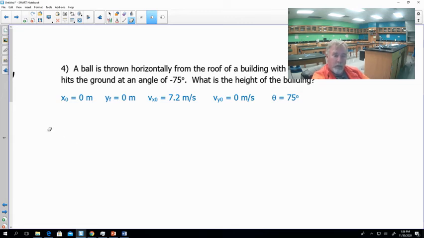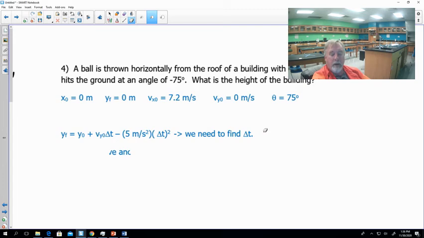So what are we asking for? We're trying to find our yf. And here's our equation for yf. What do we know? Yep, we know our y0, we know our Vy0, but we don't know delta t.